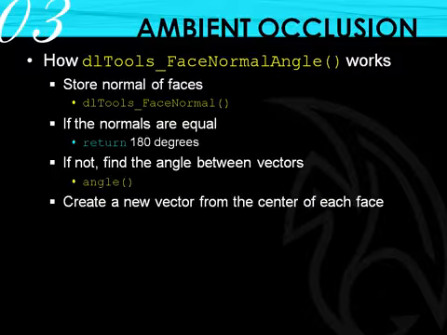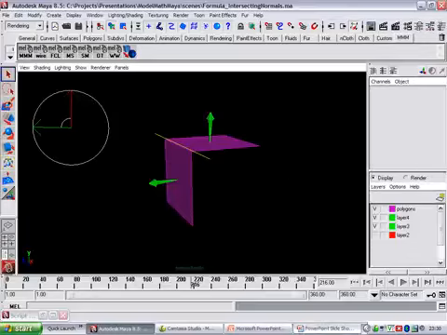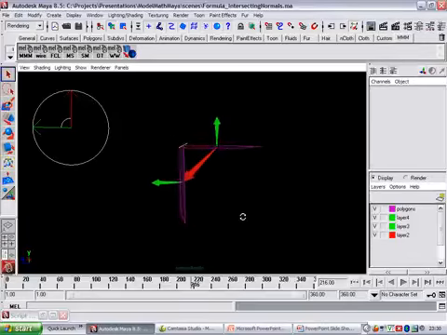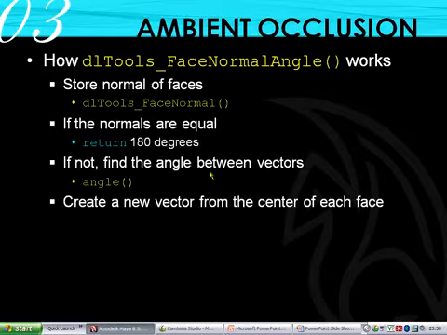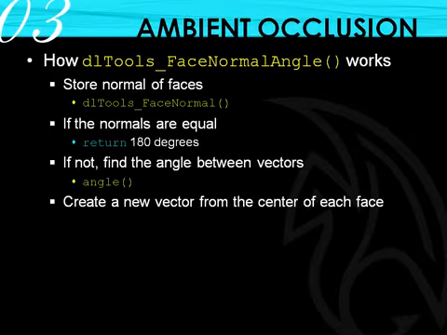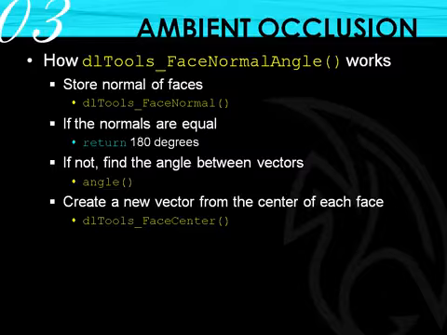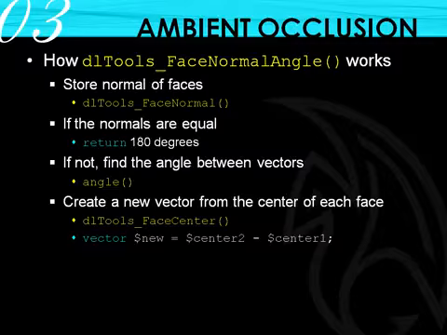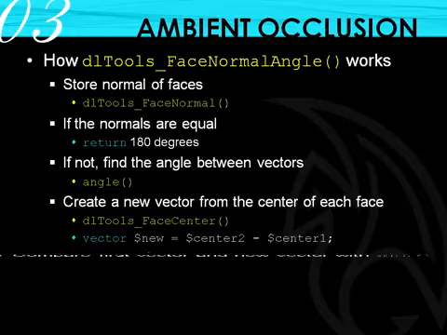So we're going to use angle, and then we're going to create that new vector, that red vector that I showed you before. This one here, okay? So we're going to create that new vector from the center of each face. And we're going to use DL_tools_face_center. Remember, this is one of the first tools that we created originally to be able to find the center of a face. So we put the locator in the middle of that yellow triangle. So we find the face center, and then we're going to use those coordinates to be able to create a new vector. So our new vector is equal to the center of the second face minus the center of the first face.